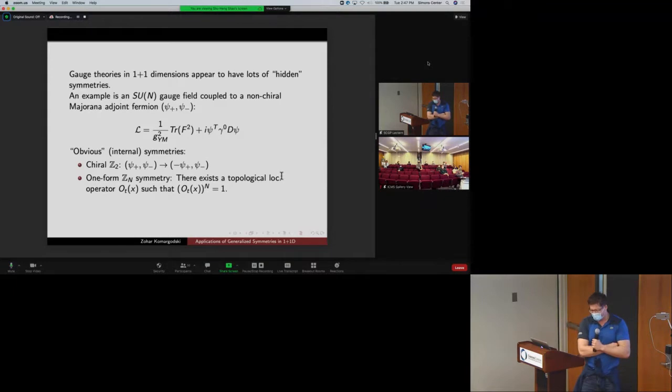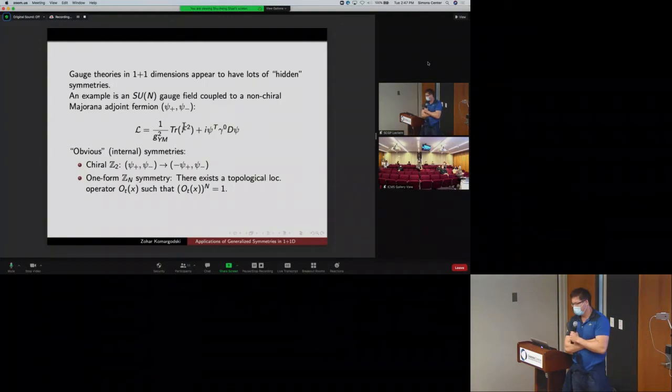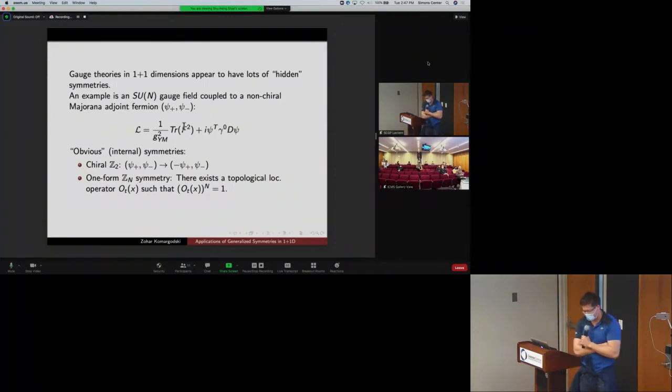So the first example is a non-abelian gauge theory. It's an SU(N) gauge theory with a fermion in the adjoint representation. It's a single non-chiral Majorana fermion. And it's a system that many people studied in the 80s, 90s, and also very recently. It's a strongly coupled gauge theory in 1+1 dimensions, and there is some hope that it would capture some interesting phenomena like confinement and some such things. Now, in this slide, I've taken the fermion to be massless. I'll say a few words about the massive theory.